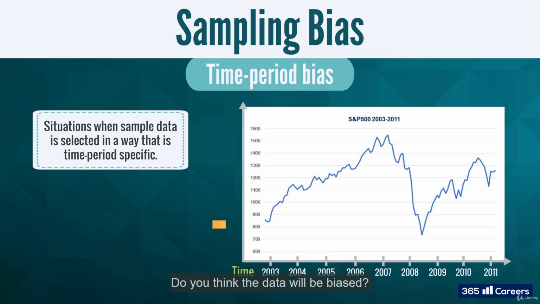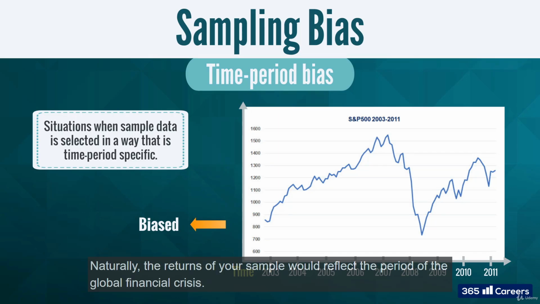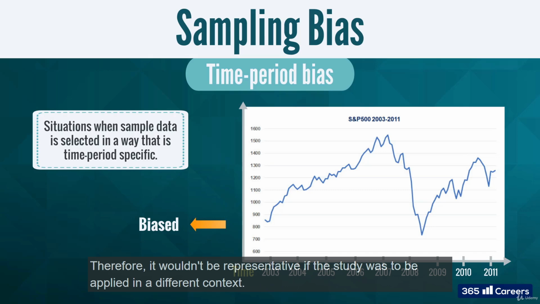Do you think the data will be biased? Of course it will. It's obvious, right? This is the time frame that includes the Great Recession. Naturally, the returns of your sample would reflect the period of the global financial crisis. Therefore, it wouldn't be representative if the study was to be applied in a different context.